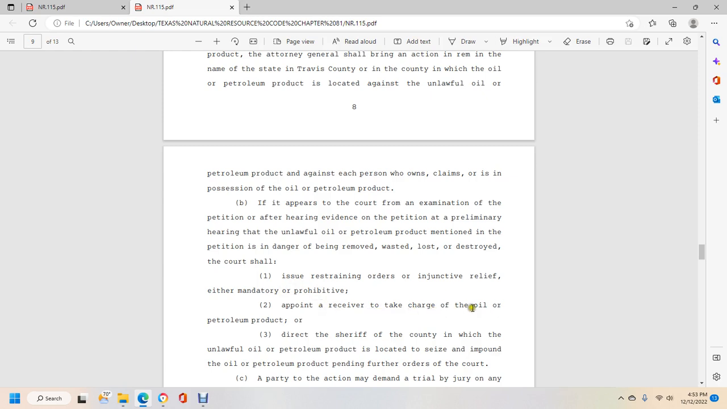Appointed with a receiver to take charge of the oil and petroleum product, the director with the sheriff of the county in which the unlawful oil and petroleum product is located, and impound the oil and petroleum product pending further orders of the court.